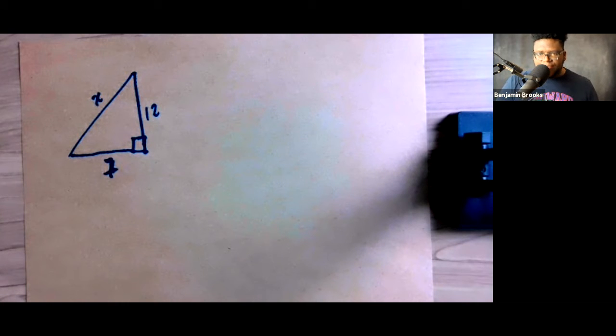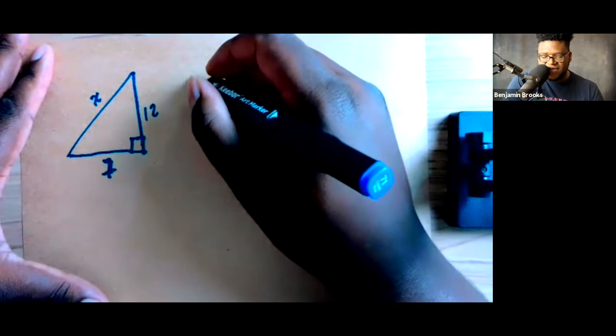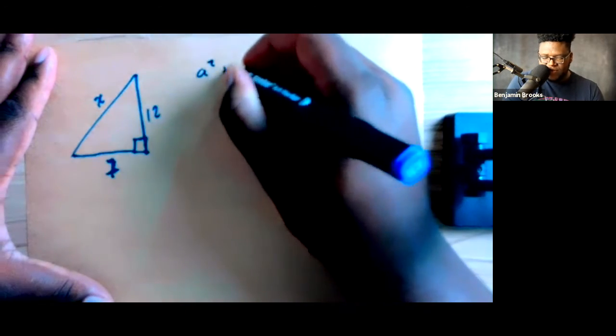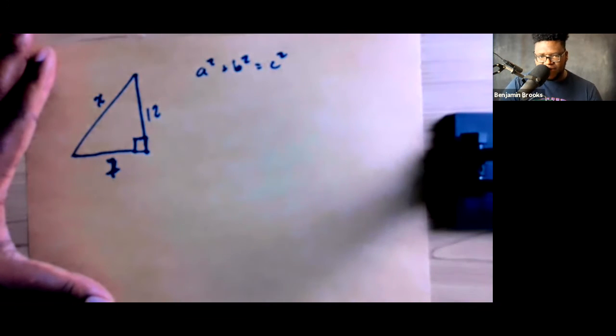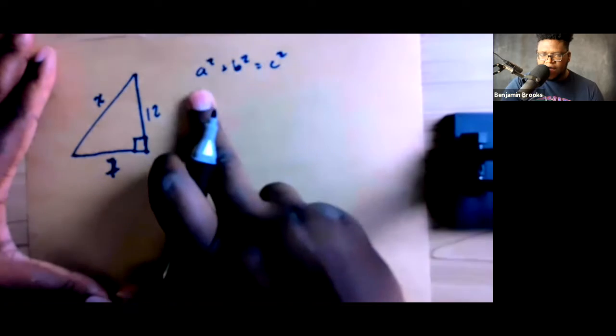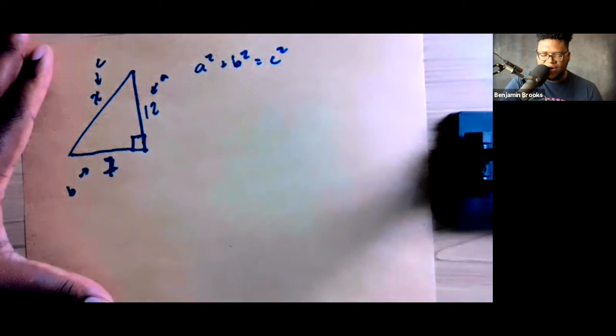So let's do that. In this case, since we're given that it's a right triangle, we know we're going to follow a squared plus b squared equals c squared. First thing you need to determine is what is a, what is b, what is c. A and b are the legs, right? So if a and b are the legs, we can call this a, we can call this b, or I could call this b and I could call this a. It doesn't matter as long as you ensure that the legs are a and b. Your hypotenuse is the c part, okay?